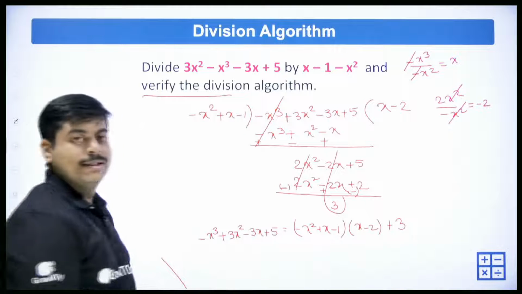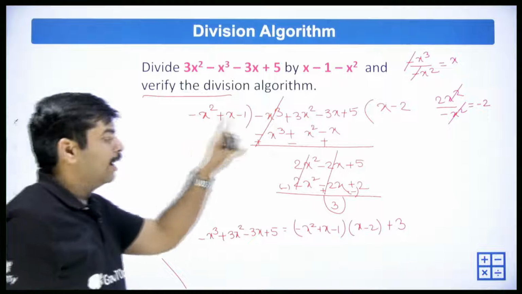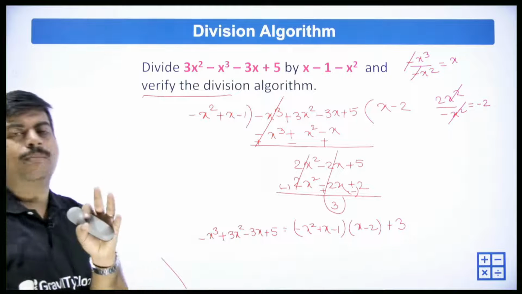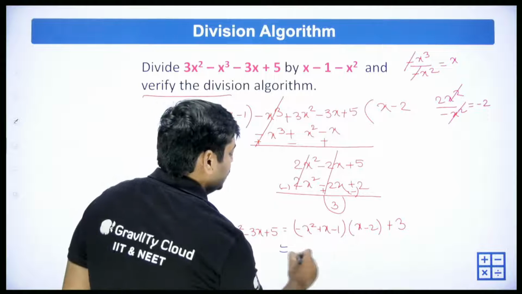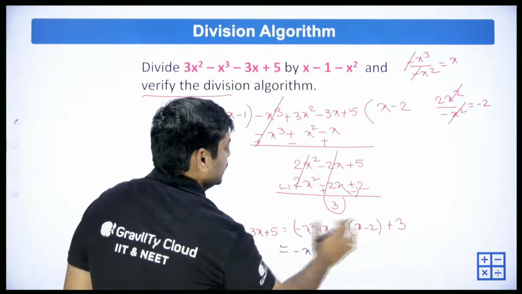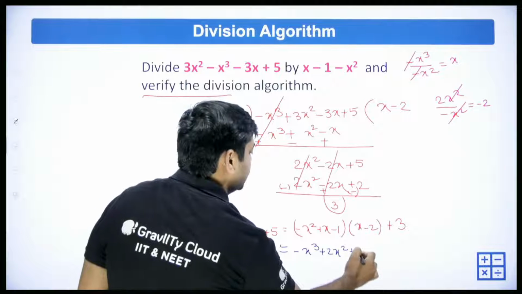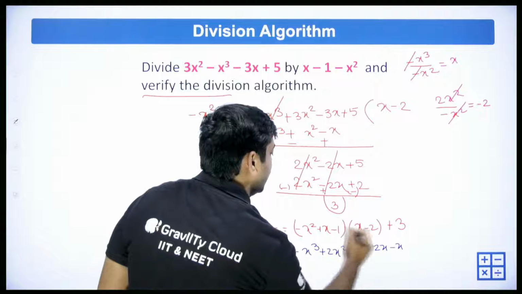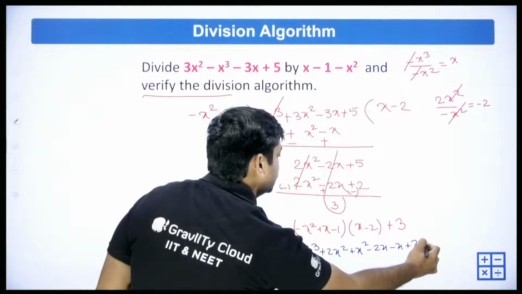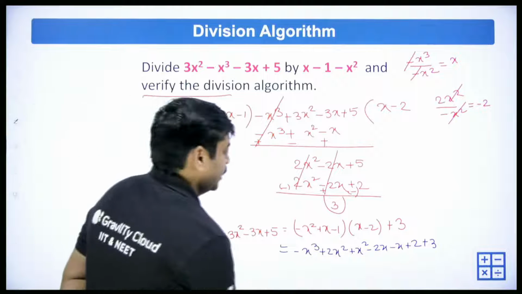So let's multiply and check that. I know it's a bit difficult or lengthy question, but it's very easy. No complicated calculations here. Minus x square into x is minus x cube. Minus x square into minus 2 is a plus 2x square. x into x is plus x square. x into minus 2 is minus 2x. Minus 1 into x is minus x. Minus 1 into minus 2 is a plus 2, plus 3. So what will we get here?